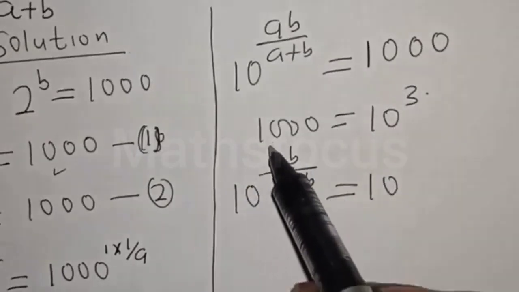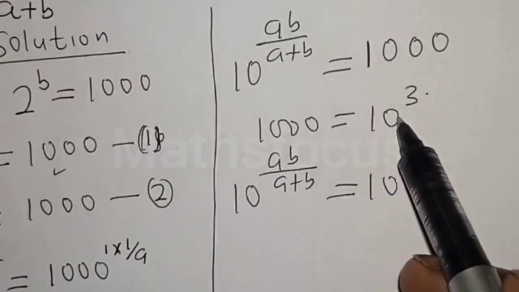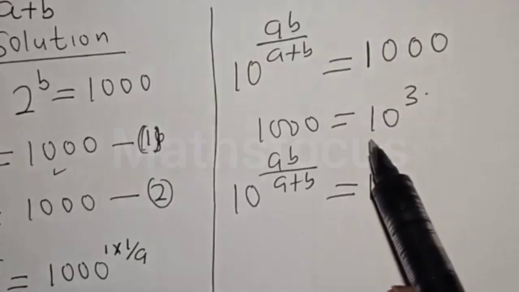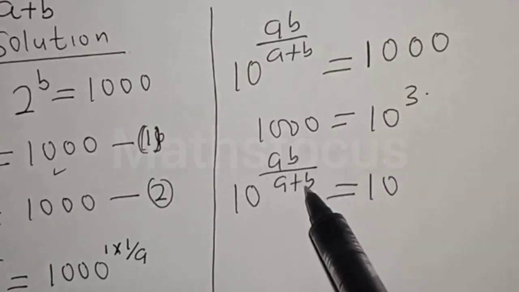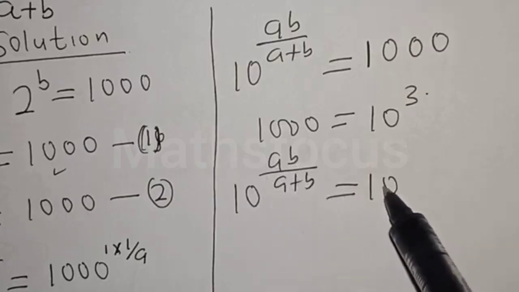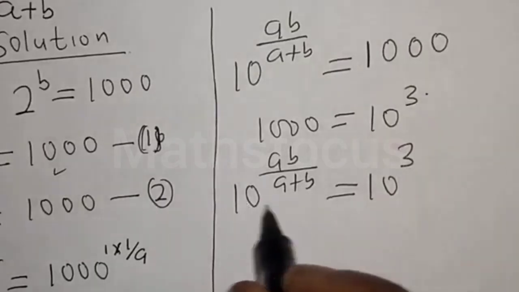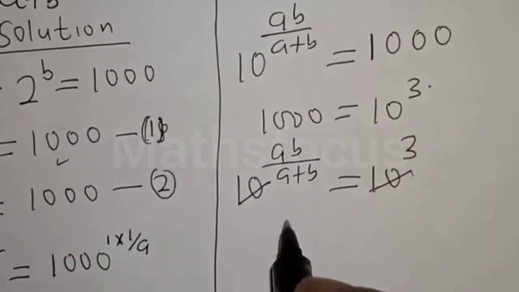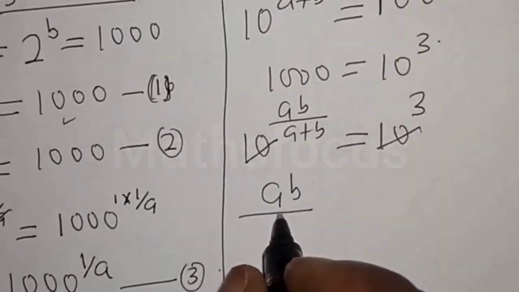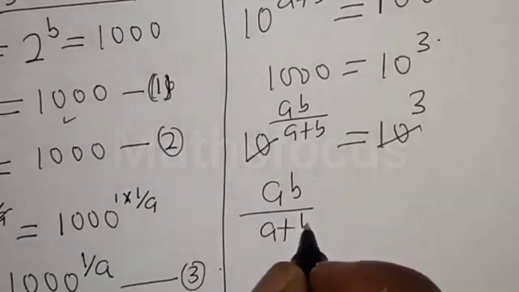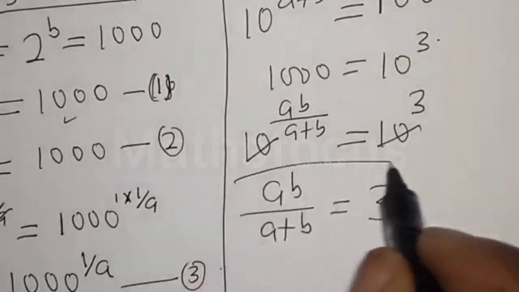And recall that 1000 is equal to 10 raised to power 3. Then that is 10 times 10 times 10, that will be 1000. Therefore, we have 10 raised to power ab divided by a plus b is equal to 10 raised to power 3. Now they have the same base. This one will cancel this. Then we have ab divided by a plus b is equal to 3. That is our final answer.